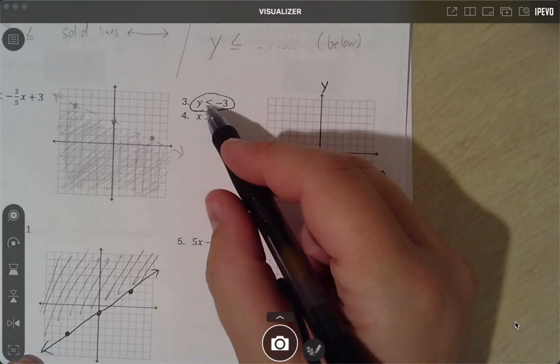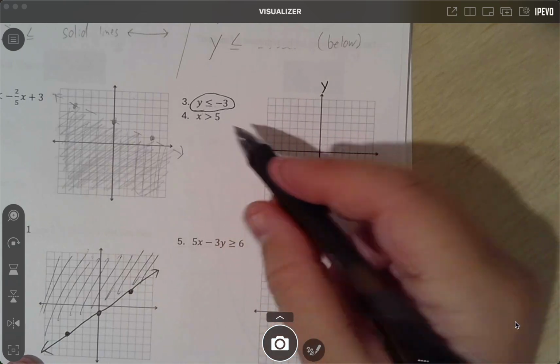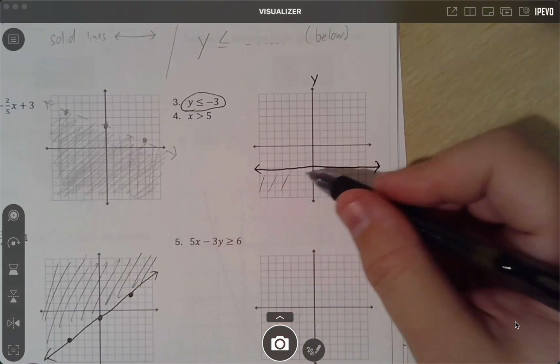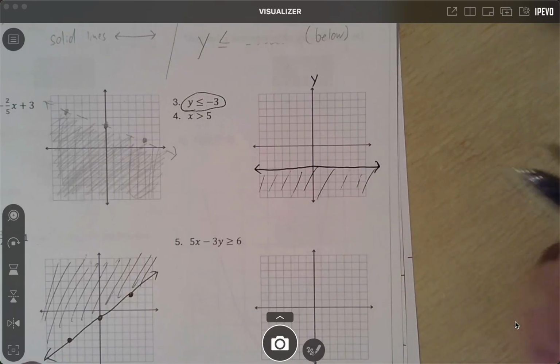Now from there it says I want the y values less than or equal to. So if y values are less than what I graphed, they would be below. I'm going to do that kind of lightly because I'm not sure what the next example is going to hold.